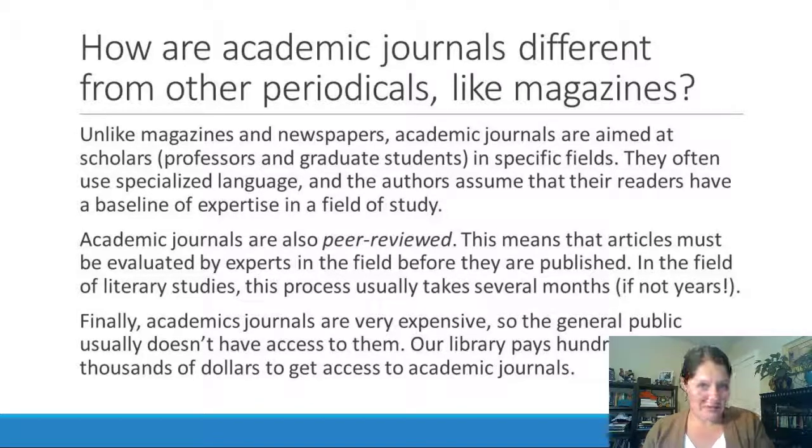Another even more important difference is that academic journals are peer-reviewed. This means that articles must be evaluated by experts in the field before they're published. So if I wanted to publish something in a journal, I would write it and then I would send it to the journal, and then the journal would send it to usually 2 other experts in the field, and those experts have to read it. They have to agree that this meets a high standard of scholarship, and then they tell the editors of the journal that yes, this is good enough to be published.